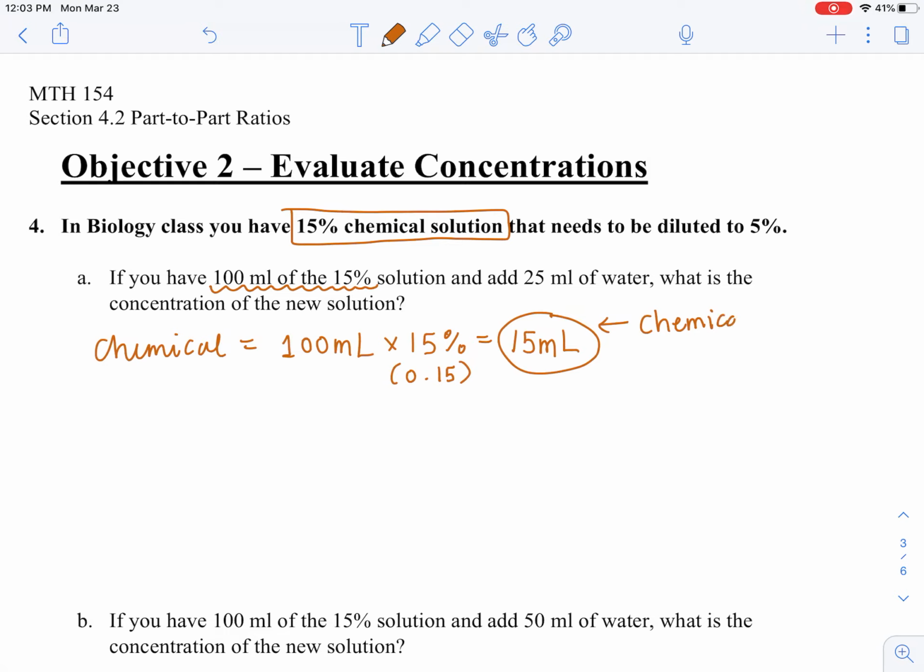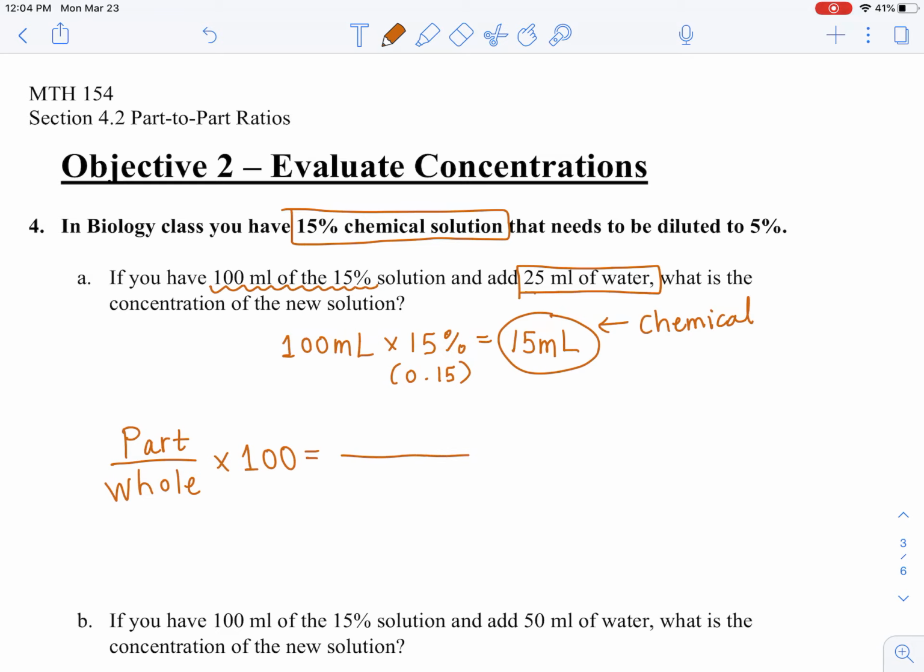So what we have to do is add 25 milliliters of water. What is the concentration of the new solution? Remember how to find this: part over whole, and we're going to multiply that by 100.